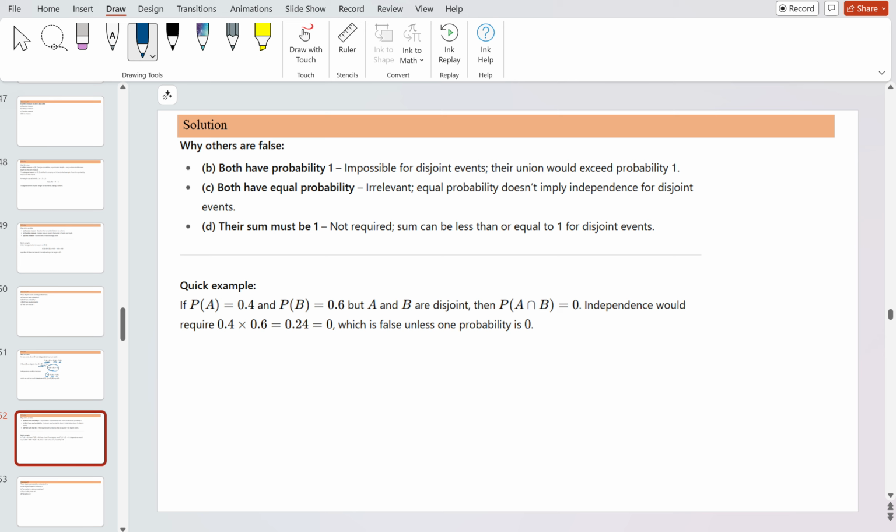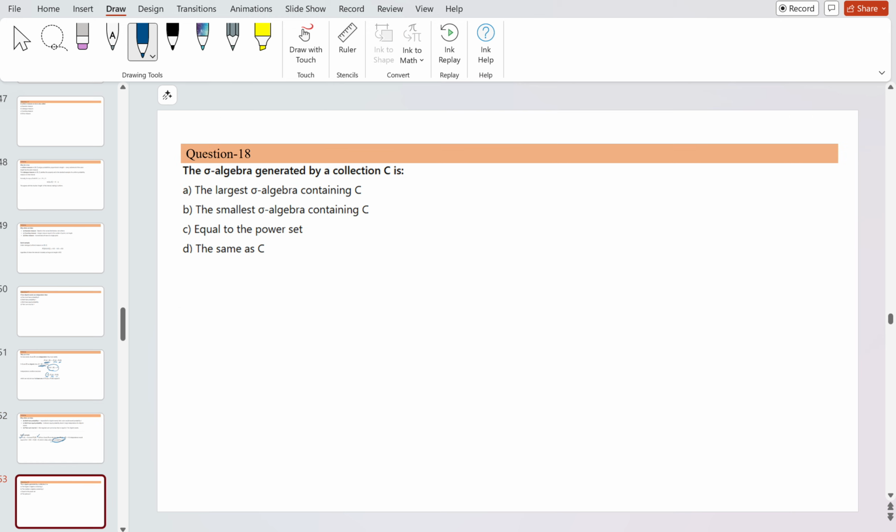Suppose I am taking one example, that is P(A) equal to 0.4 and P(B) equal to 0.6. Then P(A intersection B) will be equal to 0, and independence would require that P(A) multiplied by P(B), which is 0.4 multiplied by 0.6, be zero, which is false unless one probability is equal to 0. Okay. Try to solve this problem.